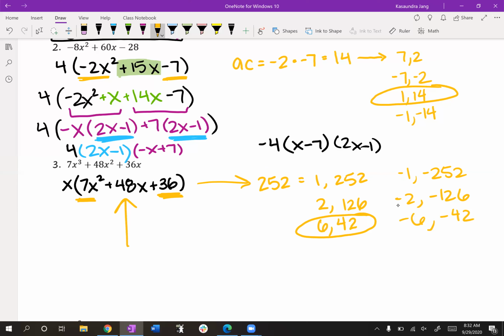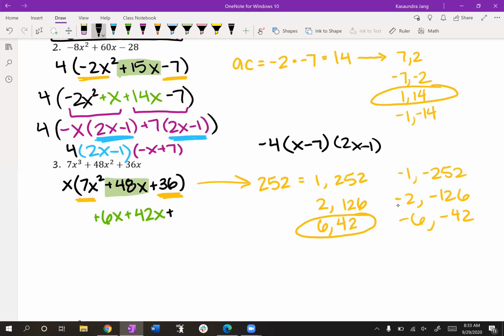Honestly, if none of these worked, I would keep on going. I would look at more factors. I'd factor out a 12, or I just keep going. We found it though, so we can stop on the factoring part of your 252. Now we've got to take that middle term, in our case, the 48x. We're going to break that up into 2 pieces. Based off the numbers we found, the 6 and the 42, I'm going to go with a positive 6x and a positive 42x.